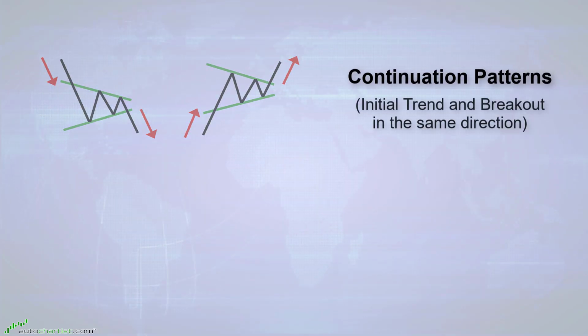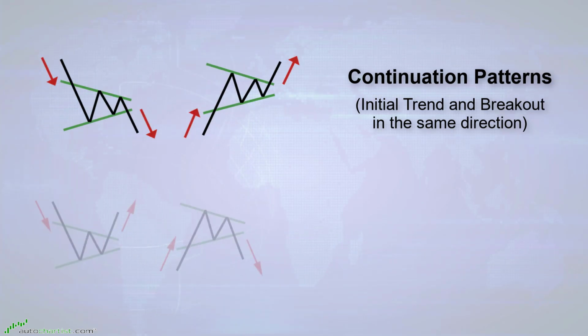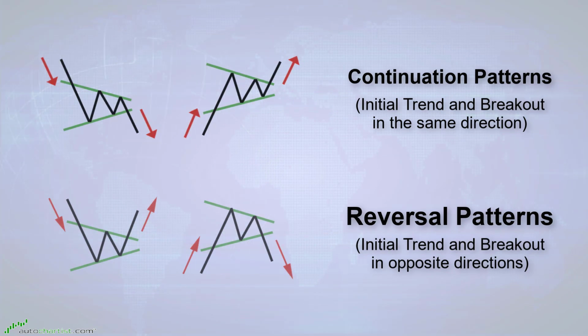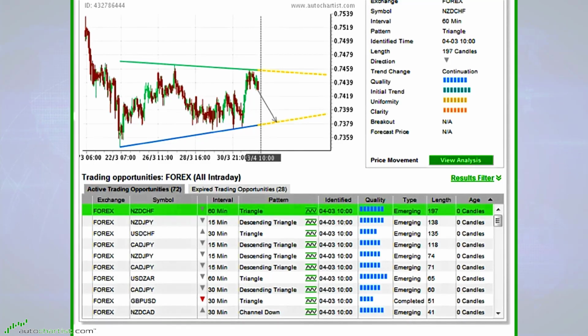Remember our discussion in the video on chart patterns. Continuation patterns break out in the same direction as the initial trend, while reversal patterns break out in the opposite direction to the initial trend. The easiest way for you to know in which direction the pattern is expected to break out is to see where the direction arrow is pointing.